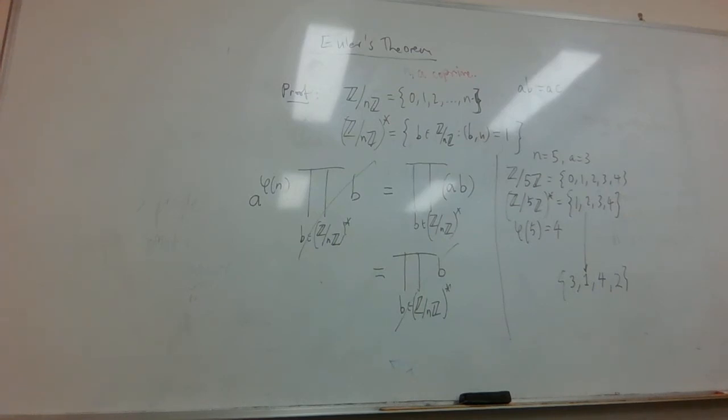One way to see it, if you know about functions, is you can think of this as a function, multiplying by a. And the function has an inverse function, multiplying by a inverse. Oh, I get it. If it has an inverse function, it has to be a one-to-one correspondence. That makes sense? Yeah. And then we're done.